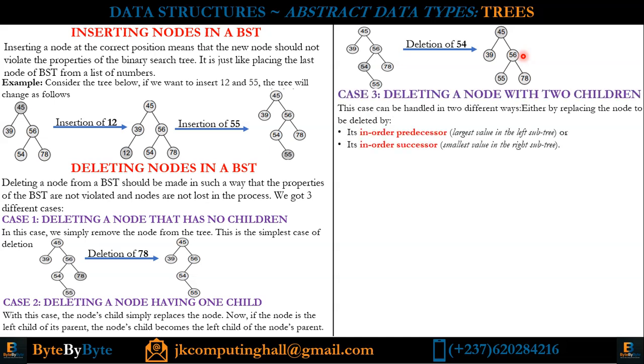Now, case 3, deleting a node with two children. This case can be handled in two different ways, either by replacing the node to be deleted by the in-order predecessor, that is the largest value in the left subtree, or the in-order successor, the smallest value in the right subtree.